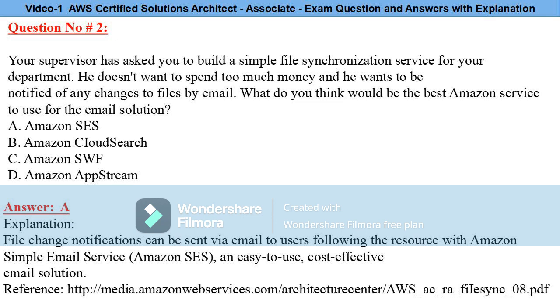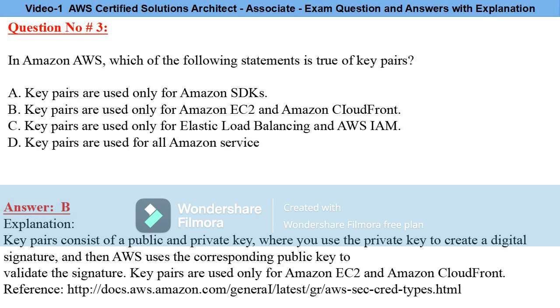Your supervisor has asked you to build a simplified synchronization service for your department. He doesn't want to spend too much money and wants to be notified of any changes to a file by email. So what do you think the Amazon service is? Here the answer is A, because SES means the Simple Email Service. It's cost effective, and you can get 100 alarms and 1,000 emails free for this service. So this is the perfect answer for the second question.